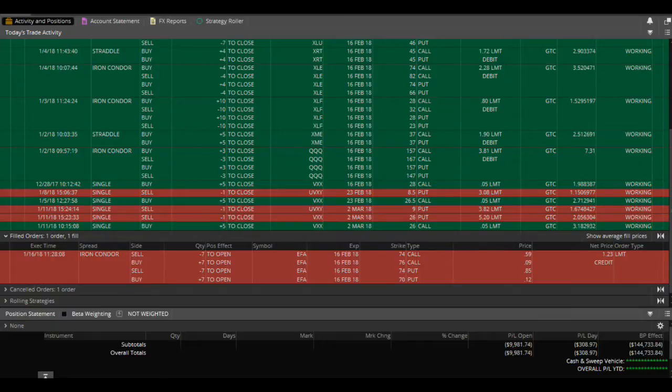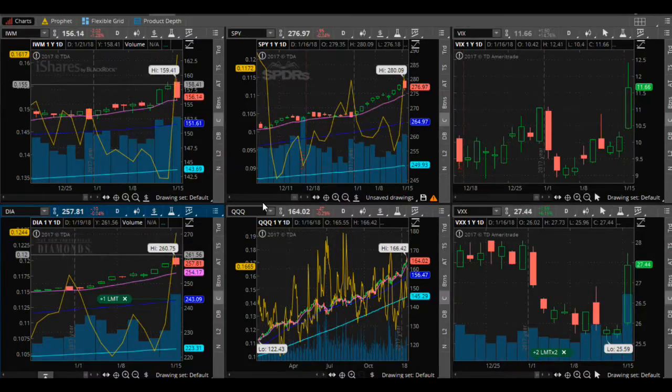Okay, so let's get right into EFA and take a look at the new position. As you can see here, the 9 EMA, which is one of the major trend EMAs that I watch, wasn't broken on any of our major indices.